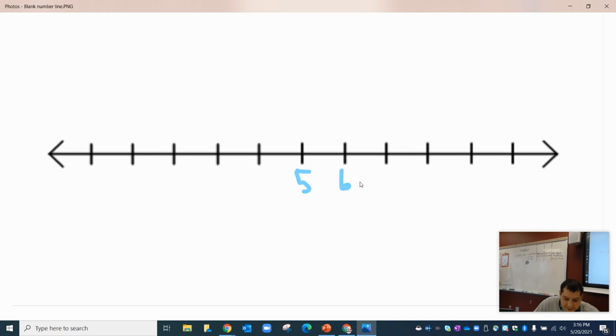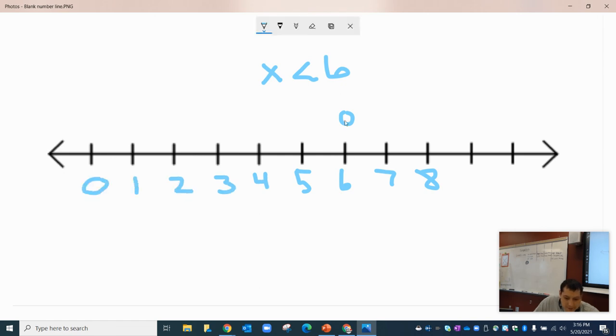5 pets, 6 pets, 7 pets, 8 pets. If the number of pets you have is less than 6, then the number of pets that you could own are all of these numbers over here, but not including 6, because you have less than 6 pets. You either have 5, 4, 3, 2, 1, or 0, but not 6, because 6 isn't less than 6. So that's why it's not colored in, and there's no line underneath, because it's less than 6.